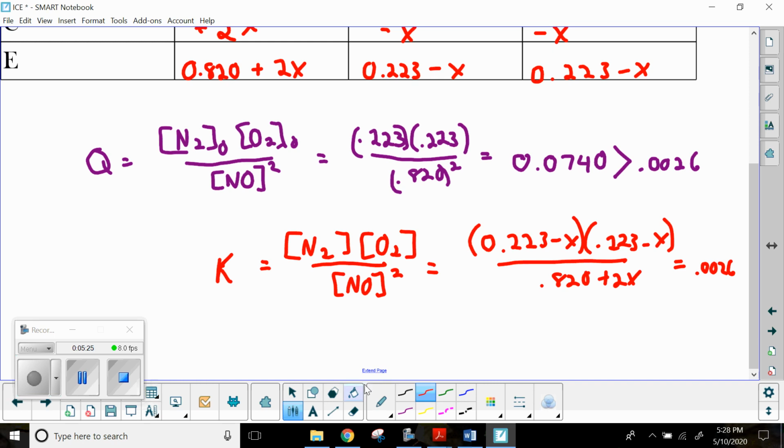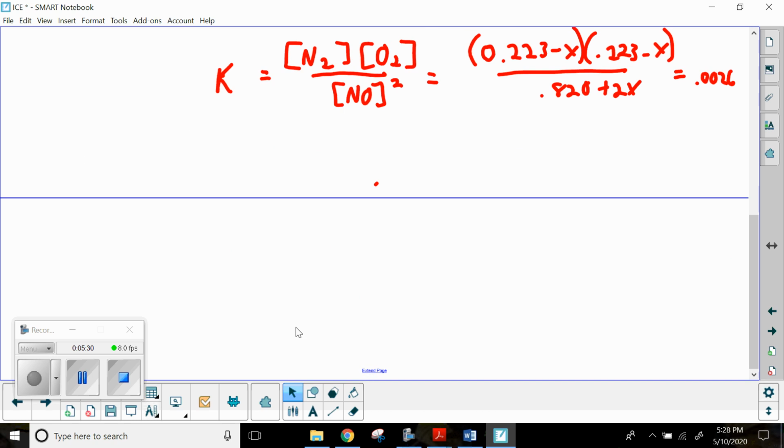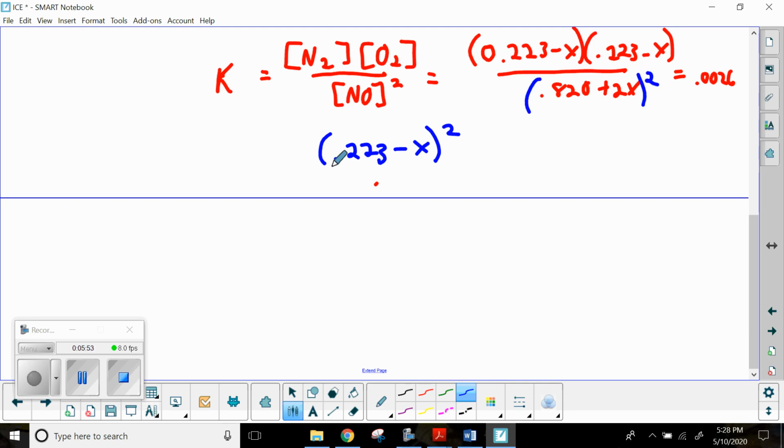And this is going to be more algebra than anything else from here on out. I'm on the extend page. So my goal is to find x from this expression. Well, I'm going to recognize here that I can rewrite this as (0.223 minus x) squared. Oh, and I forgot to square that up there too. Divided by (0.820 plus 2x) squared equals 0.0026.